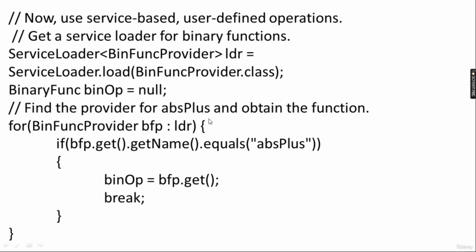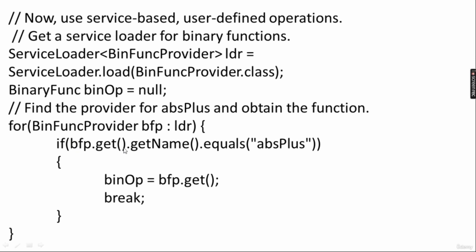Find the provider for absolute plus and obtain the function. For BinaryFunctionProvider bfp : ldr. So what is ldr? It is a ServiceLoader. From this service loader, in the for loop we are using, we are getting the BinaryFunctionProvider objects, and we are iterating through them one by one.